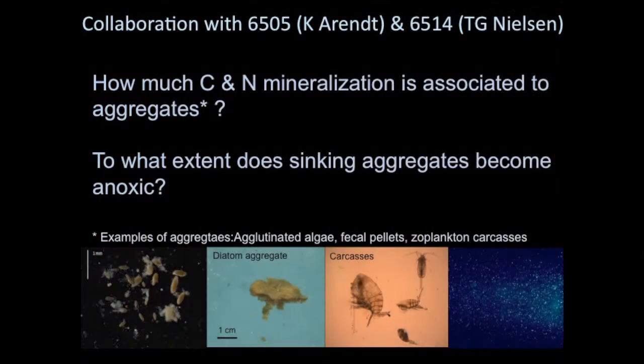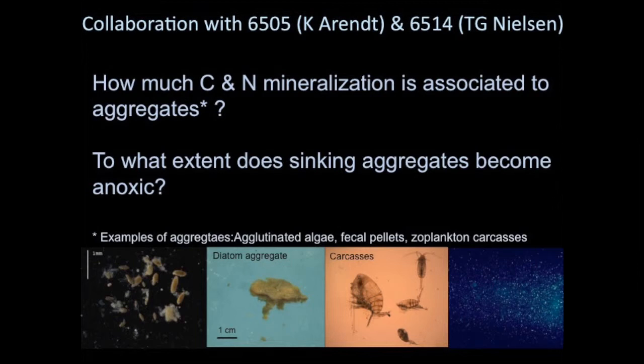We believe that aggregates sinking from the photic zone are grossly underappreciated in understanding the turnover of carbon in the water columns, because many studies focus on the free living microbes in the water column. But essentially there are a lot of carcasses, fecal pellets and agglutinated algae that sink to the seabed. And together with 2 other projects in the Climate Center, we have asked these two questions: how much carbon and nitrogen mineralization is associated with aggregates, and to what extent do the sinking aggregates actually become anoxic when they're sinking through the water column?